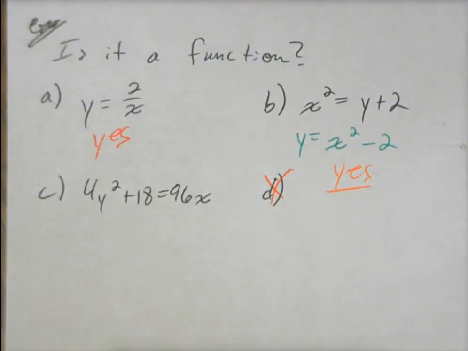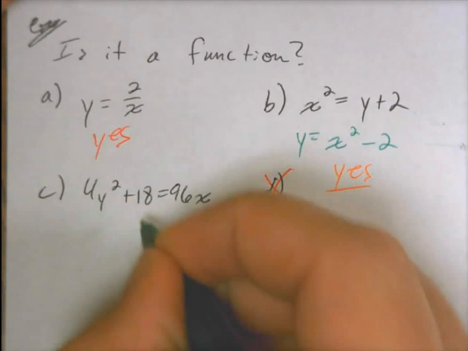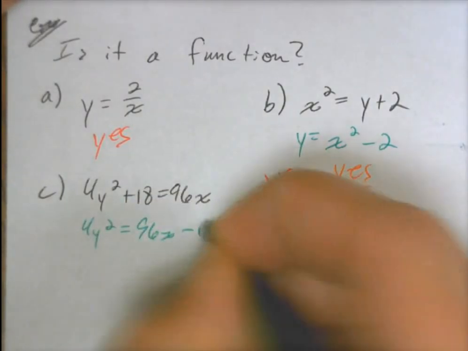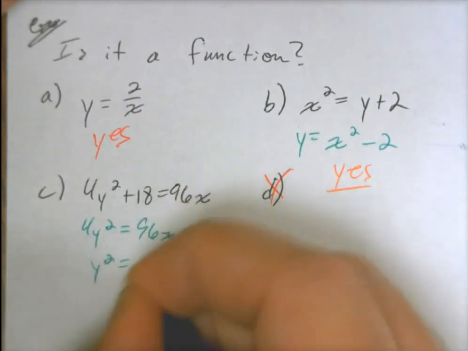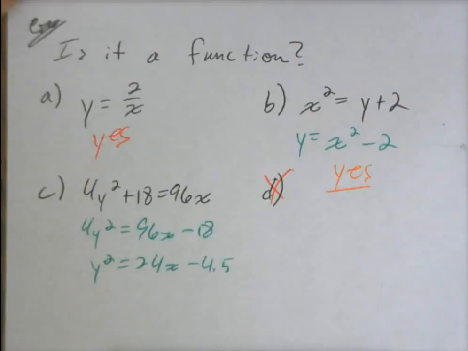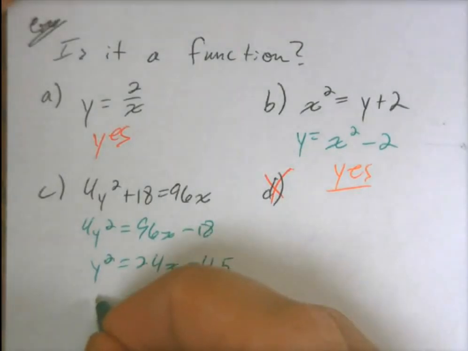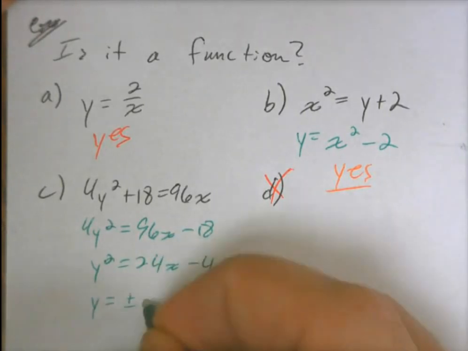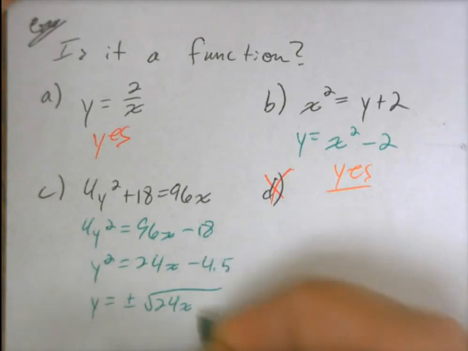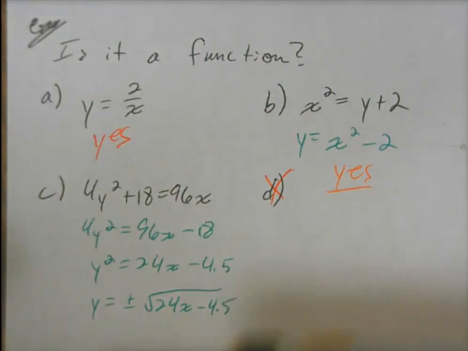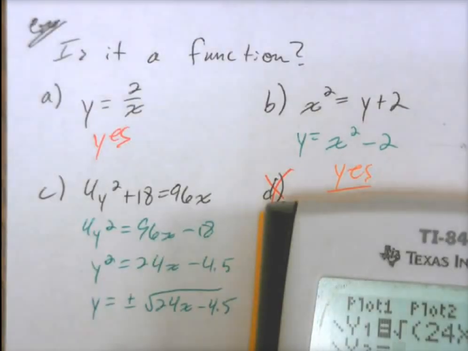And then this last one, you will need to move over the 18, so subtract the 18, so you have 4y squared equals 96x minus 18. Divide by 4, so you have y squared equals 24x minus 4.5. And then square root, so we will have y equals plus or minus the square root of 24x minus 4.5. I forgot to do the negative side on that. So real quick, I will graph the negative.